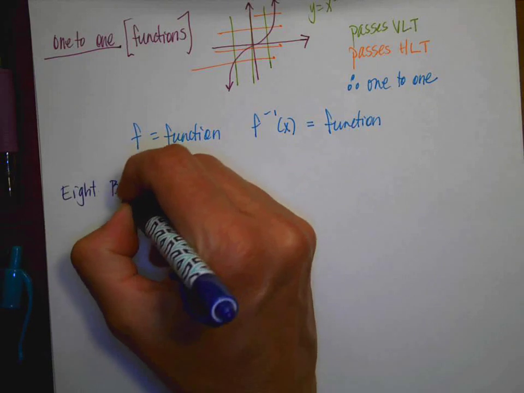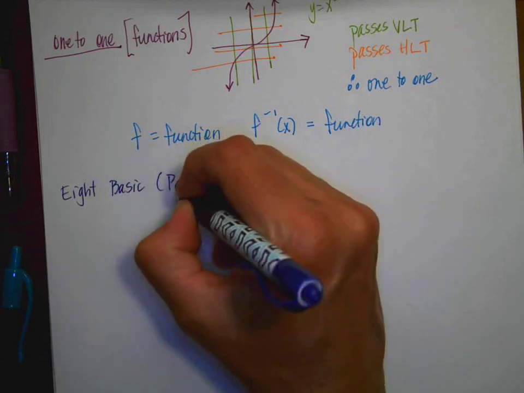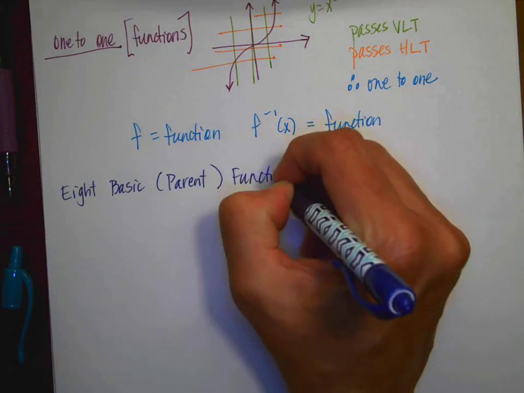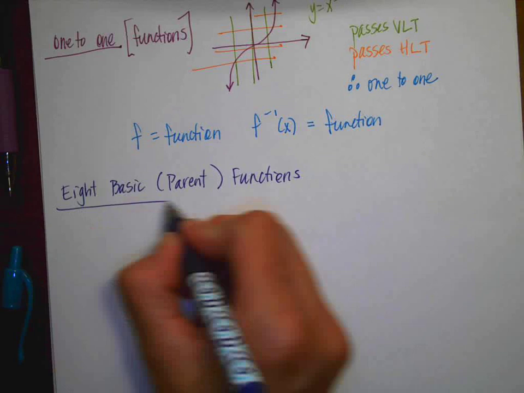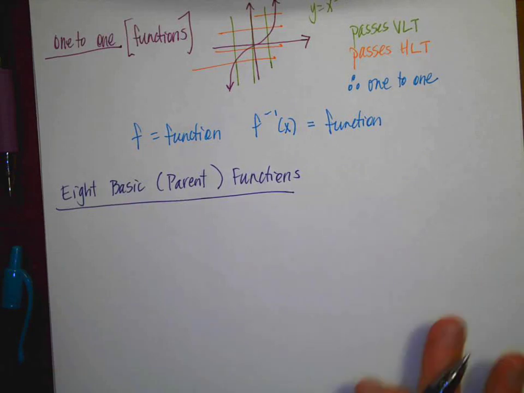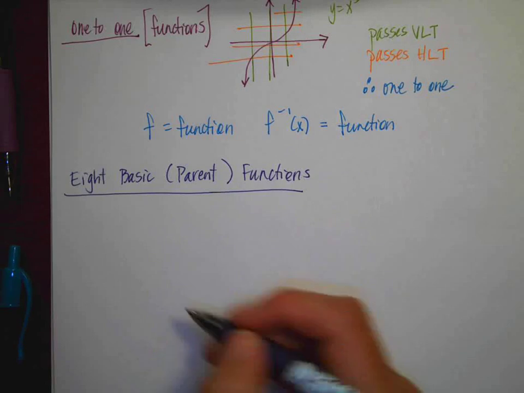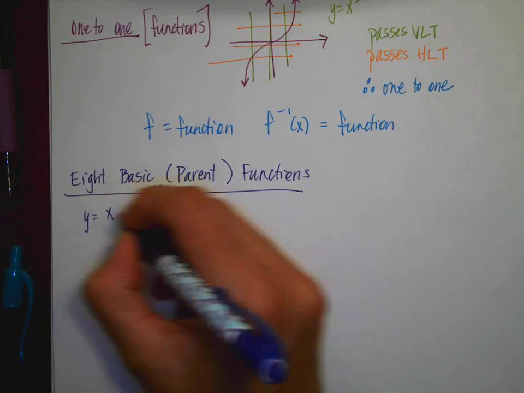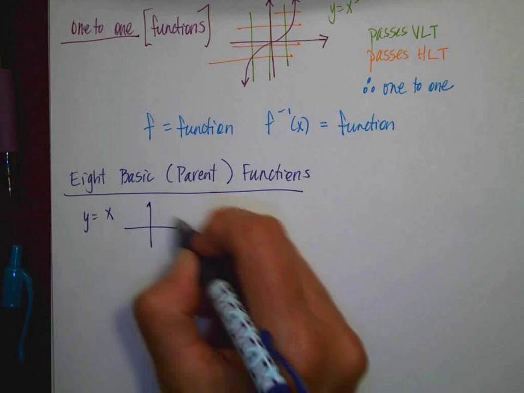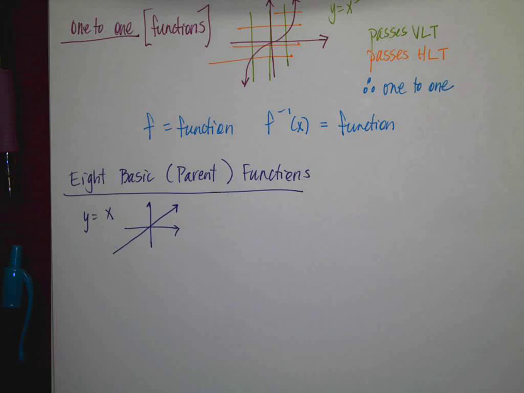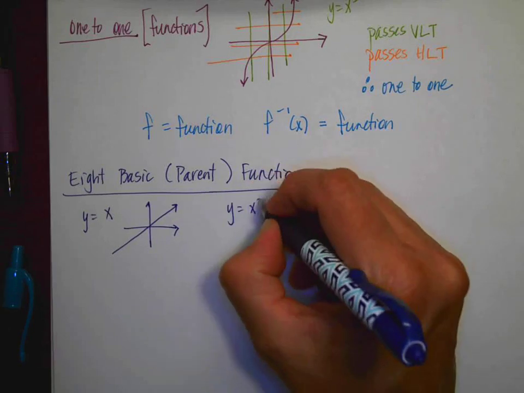So now let's talk about the 8 basic. Sometimes they're called parent functions. And it's really important to remember what these look like, and we're going to talk about translations in just a moment, because 50% of your AP exam is without a calculator, and you need to be able to know what a graph looks like. The first one is y is equal to x, and it is just sometimes called the identity function. It looks like that.